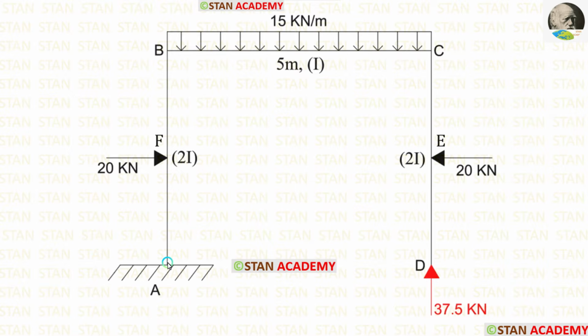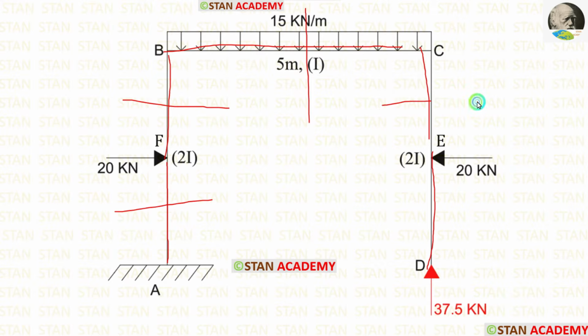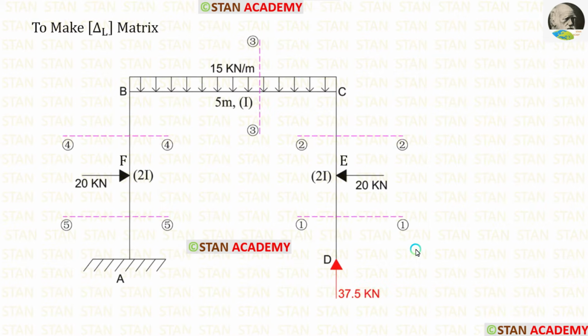In this frame, there are 5 different parts: AF, FB, BC, CE, and ED. So we have to make 5 sections: one in AF, one in BF, one in BC, one in EC, and one in DE. You can see that I have made 5 sections. Then we have to find the moments in these sections.